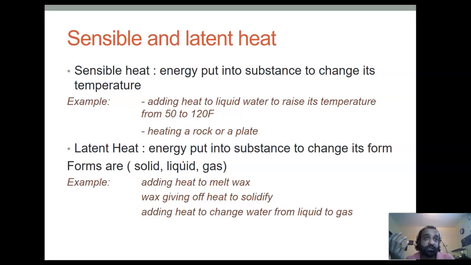So the sensible heat from your body was used to evaporate the sweat, and that will cool you off. So you are pulling heat out of your body using sweat. That's why dry heat differs from humid heat. So that's an example of why we need to know about sensible heat and latent heat.